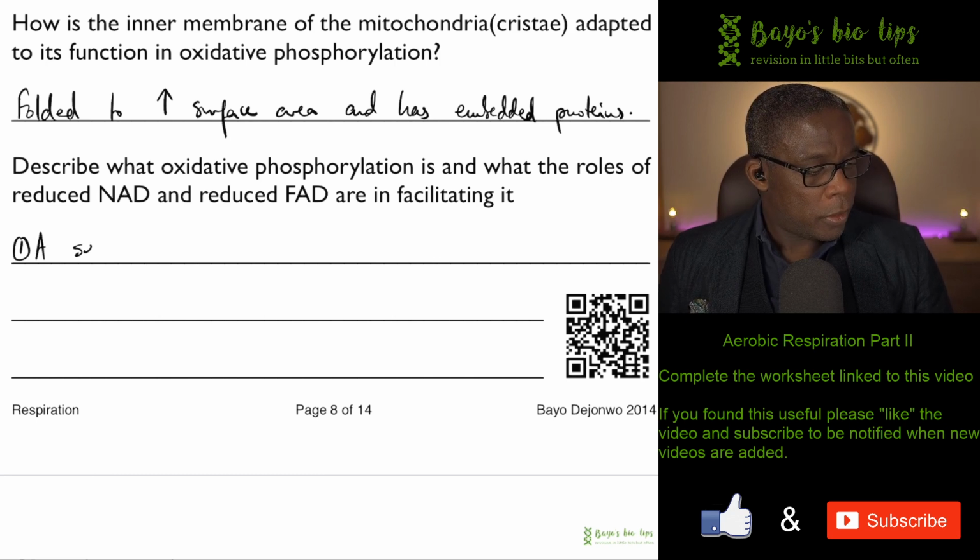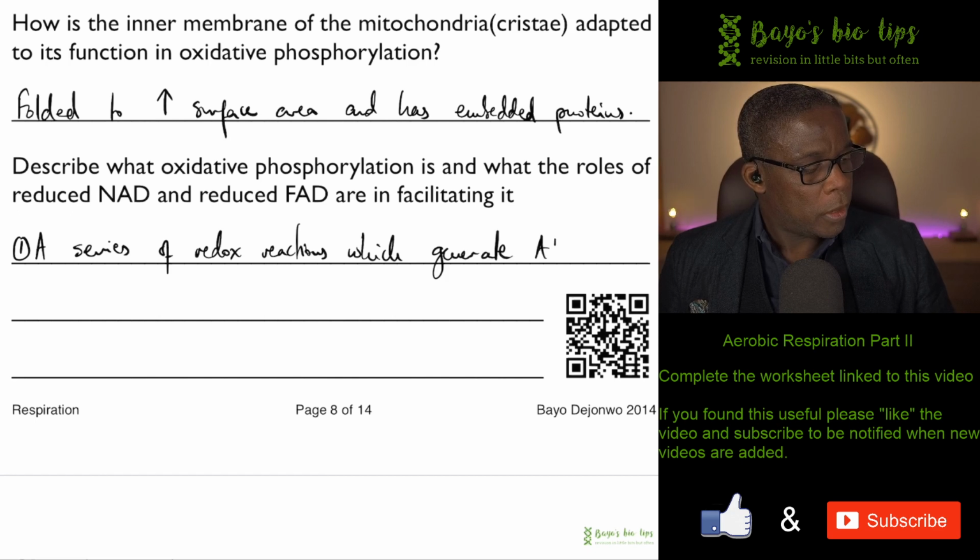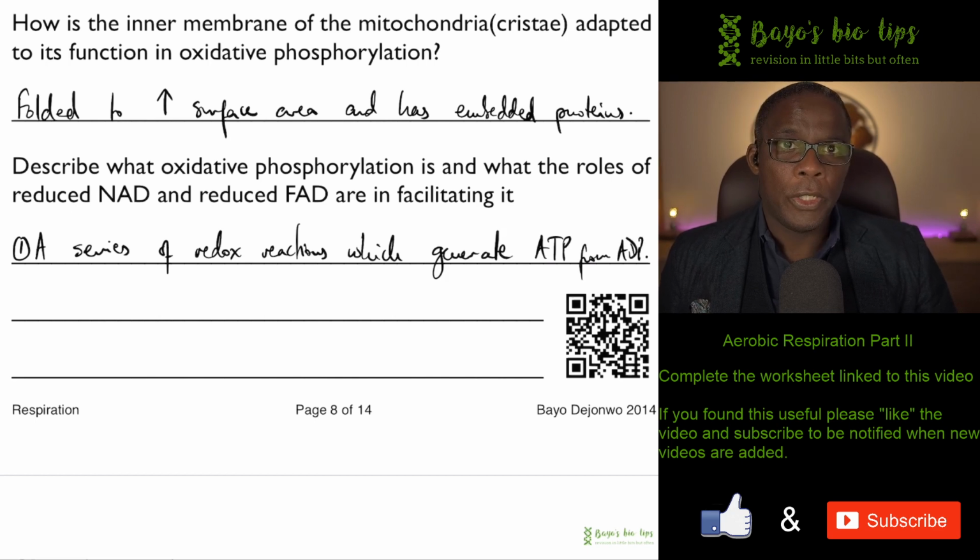So a series of redox reactions which generate ATP from ADP. So by phosphorylation.